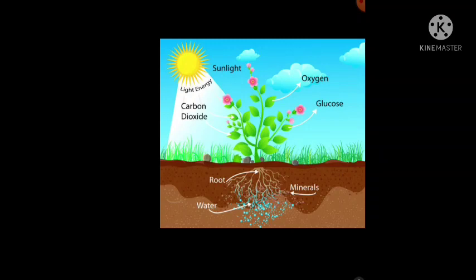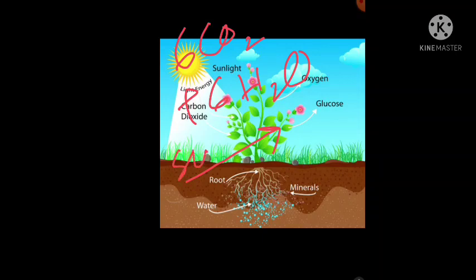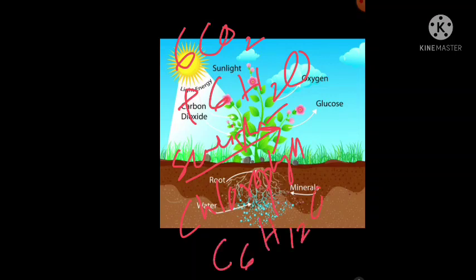If you write it, it will be 6CO2 plus 6H2O, in the presence of sunlight and in the presence of chlorophyll in the leaves, it gives glucose, that is C6H12O6, which is the food, and 6O2, that is oxygen. So from the above equation we can see that there is an interesting byproduct of photosynthesis, that is oxygen. This gas is essential for the survival of all living organisms, we know.